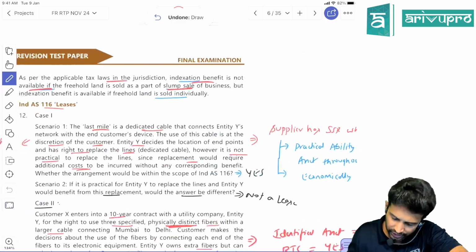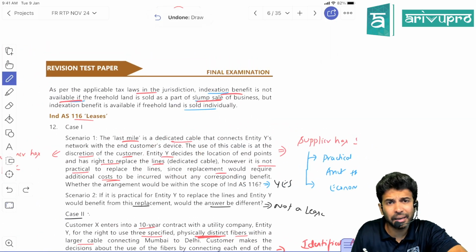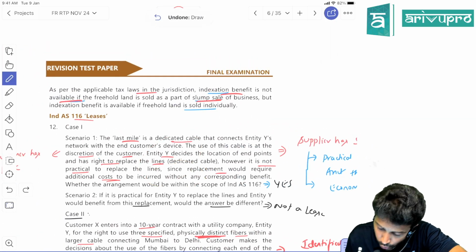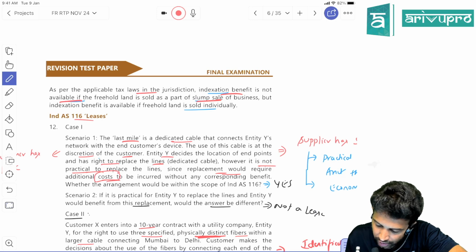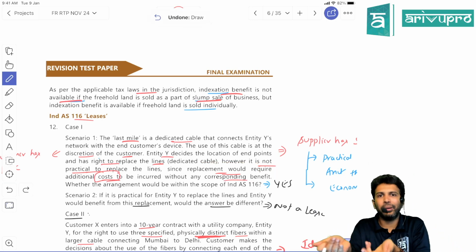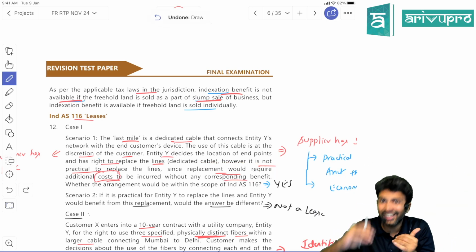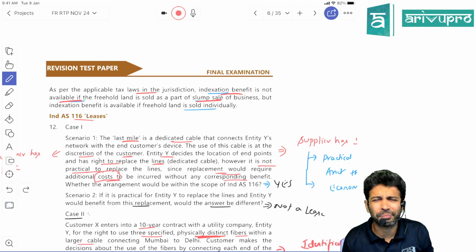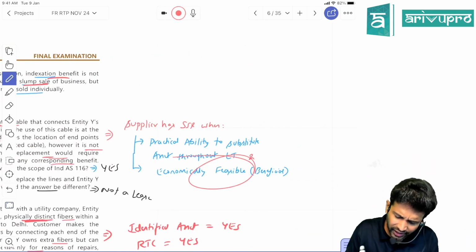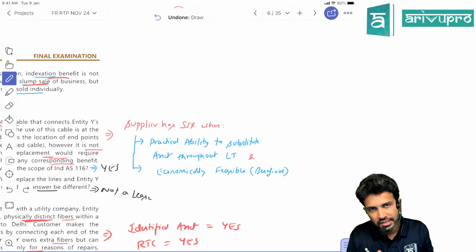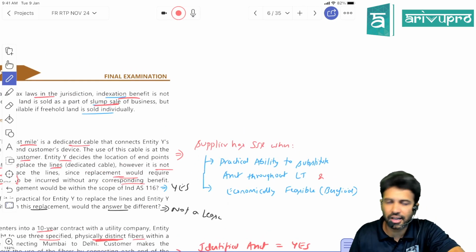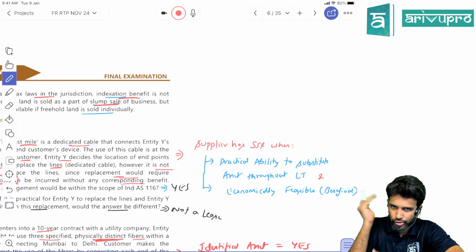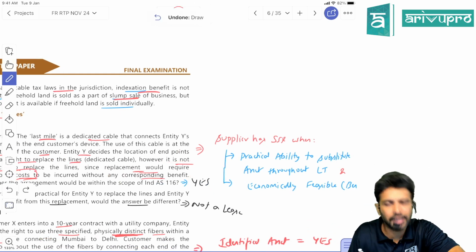In this particular case, yes, the supplier can replace it, but is it beneficial for him? No. However, it is not practical to replace since the replacement would require additional cost without corresponding benefit. By replacing, the supplier will only incur extra cost. Benefit is not there. That means the second condition is failing over here. So does the supplier have SSR here? No. Since the supplier does not have SSR, will it be a lease? Yes. The customer has a right to control the use of the identified asset because the asset will not be replaced usually. So in this first case, yes, it will be a lease.